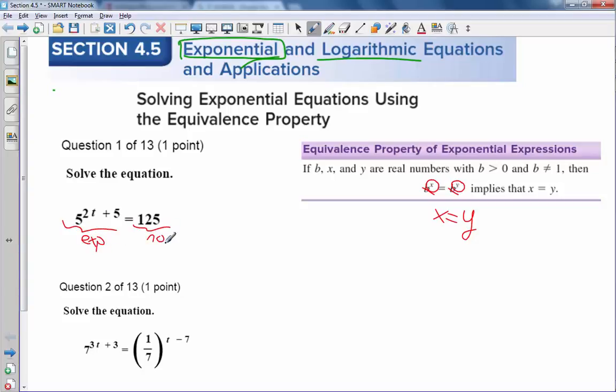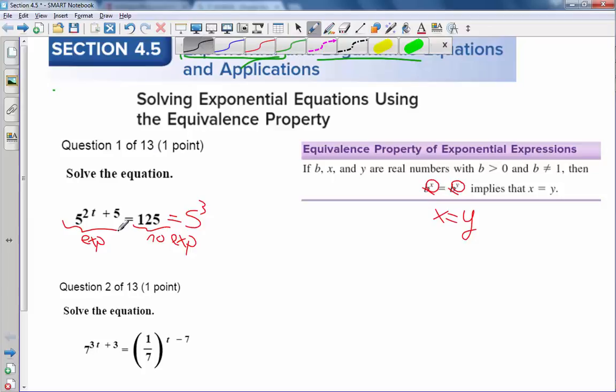and this is no exponential. Right, this is no exponential. We need to make this in an exponent form. And as you said, 5 cubed is 125. So there you go. You have an exponent form on the right and on the left.